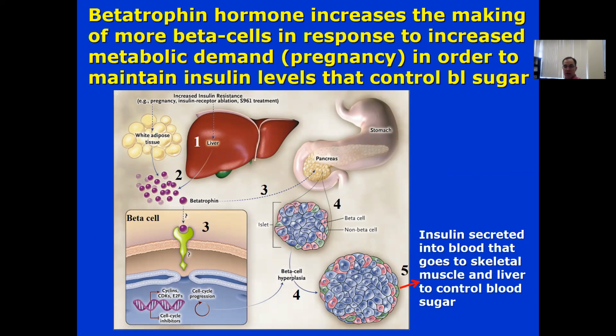And therefore, you have more functional beta cells available to produce insulin to meet the increased demand of pregnancy for the woman. And therefore, more insulin is secreted in the blood that goes to the skeletal muscle and liver to control blood sugar. So this is a theory of what happens to help individuals who become pregnant. They produce betatrophin, which causes the pancreas to make more beta cells, or at least produce more insulin, and therefore more insulin is available to keep the woman's blood sugar within normal levels. That's hopefully what should happen.